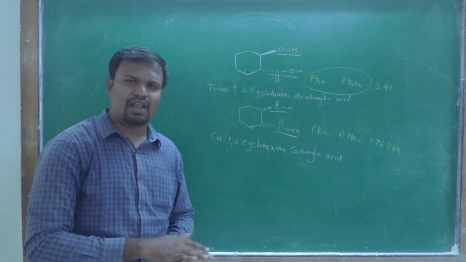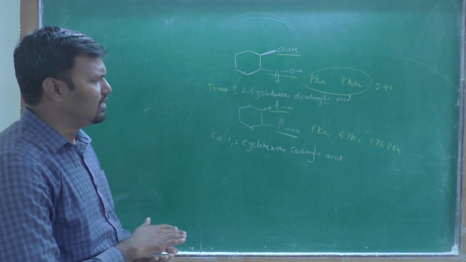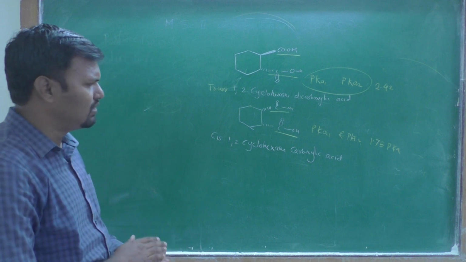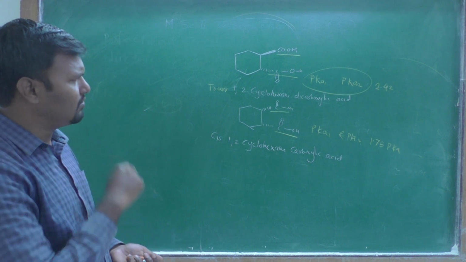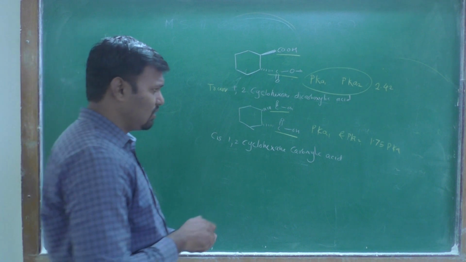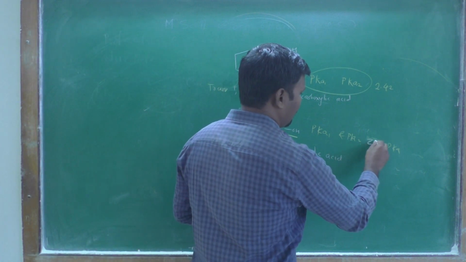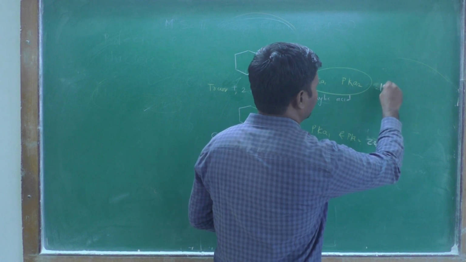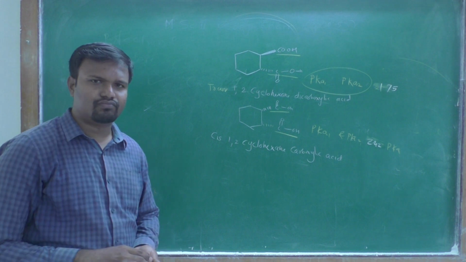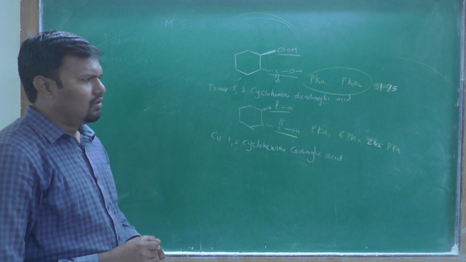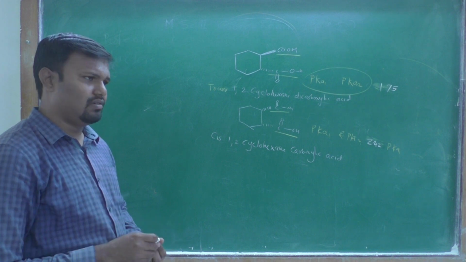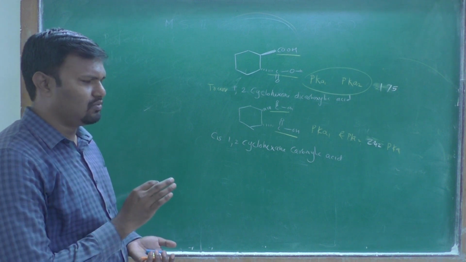Therefore, a large difference is found for the cis isomer, and a small difference is found for the trans isomer. Sorry, for the cis isomer your difference should be 2.42, and for the trans isomer your difference should be 1.75. Firstly, we have to clear that. One concept should be clear.